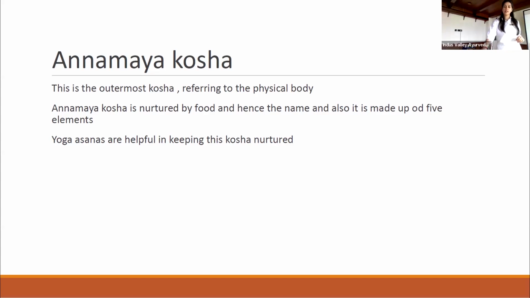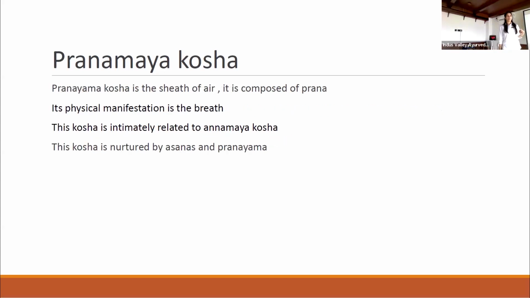Now the next kosha is Pranayama kosha. Prana means life force and ayama means extension. So for balancing this kosha, you can do breathing exercises. Most of you are familiar with breathing exercises, right? Bhastrika, slow breathing, there are also other breathing exercises. So pranayama is the control of breath. It is composed of prana.